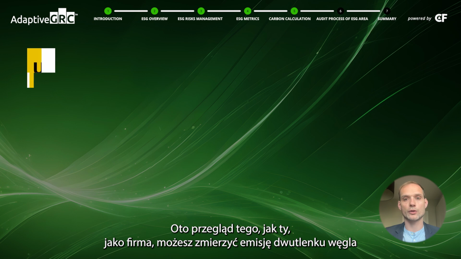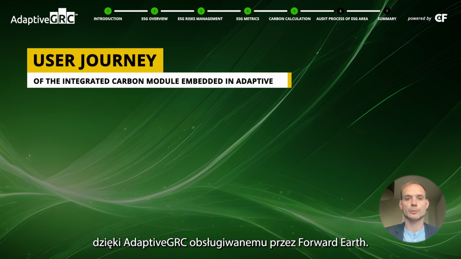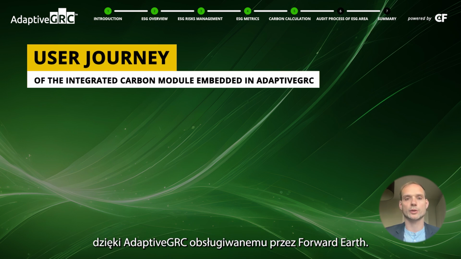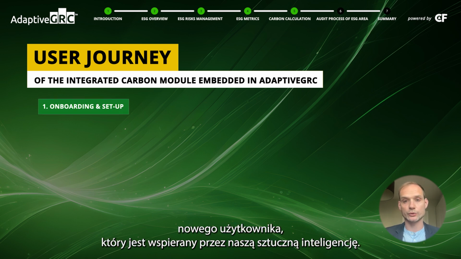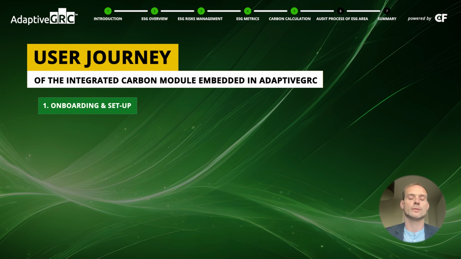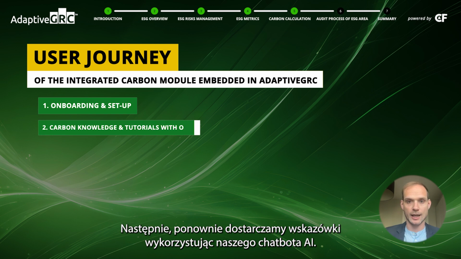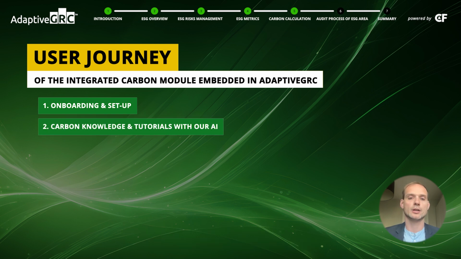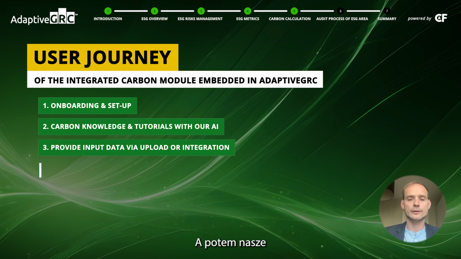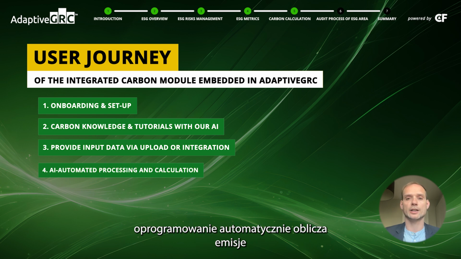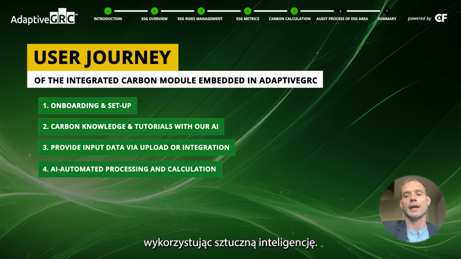Here's an overview of how you as a company can measure your carbon emissions with AdaptiveGRC, powered by Forward Earth. We will go through these steps one by one before I show you the software in action. First, we start with the onboarding as a new user, which is supported by our AI. Then, we provide knowledge, again leveraging our AI chatbot. Next, you as a customer provide your input data, such as ERP or accounting data. And afterwards, our software automatically calculates the emissions leveraging AI.